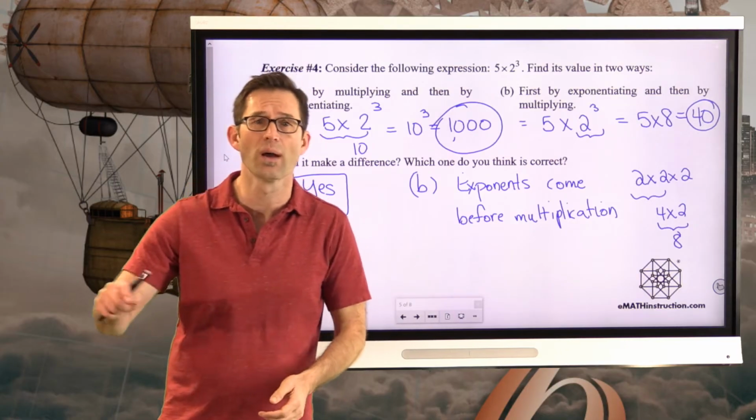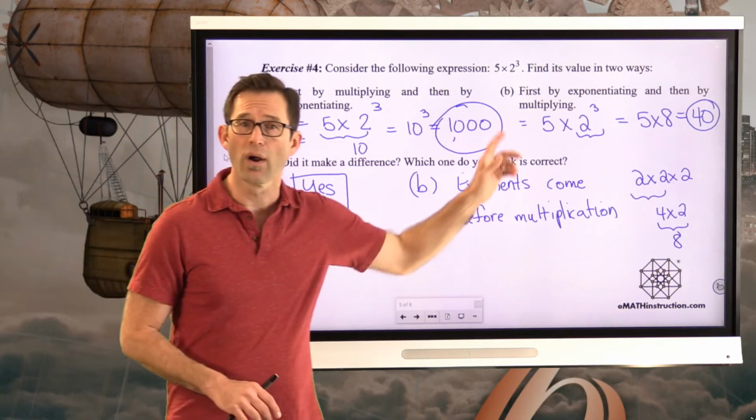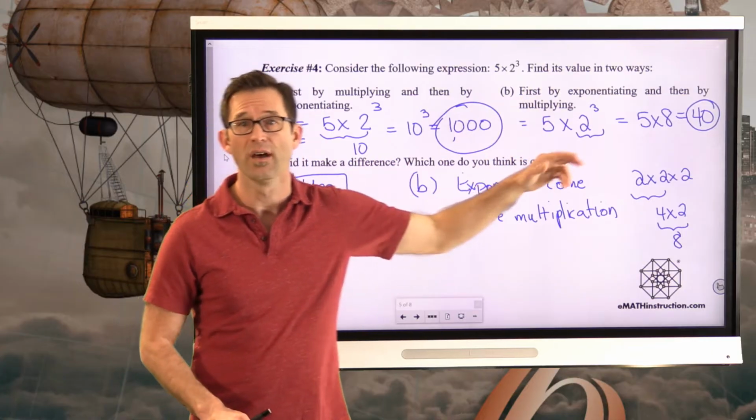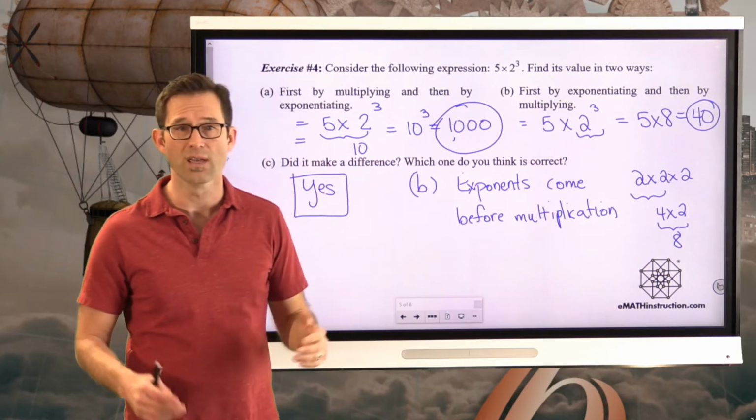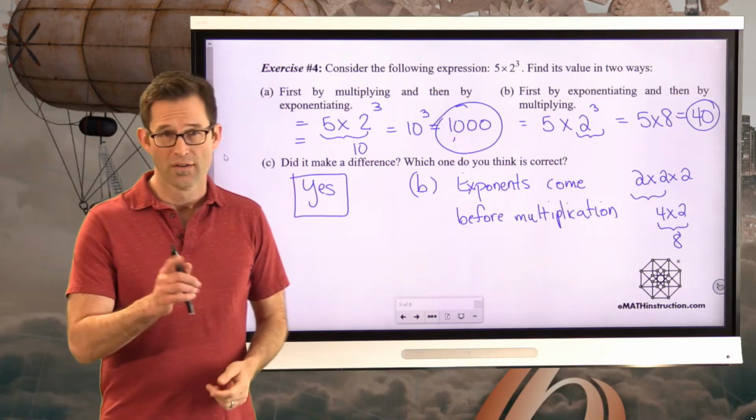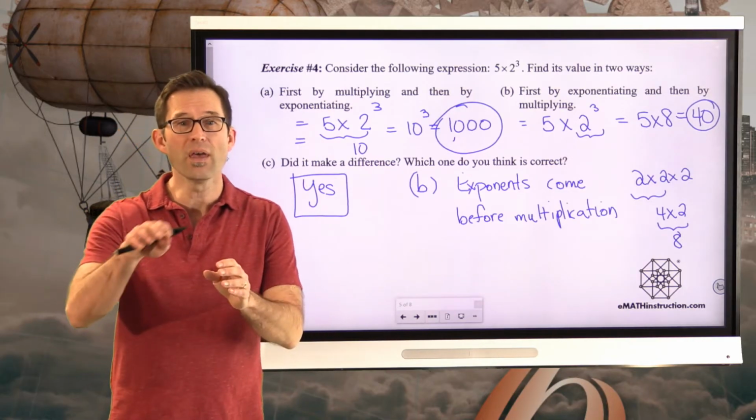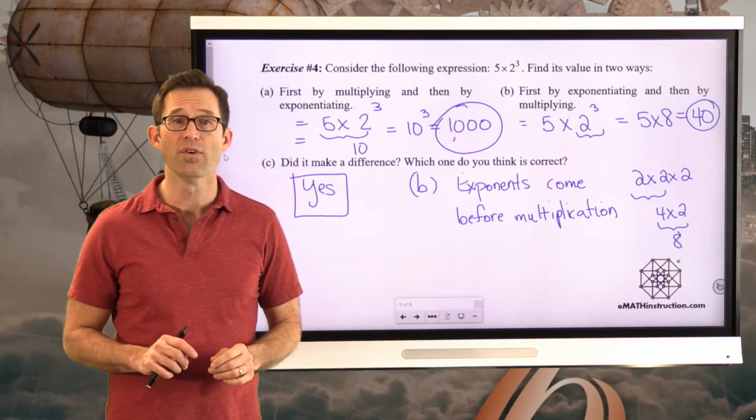5 times 2 times 2 times 2. So I figure out what 2 times 2 times 2 is, and that's 8, and then I do 5 times 8, and I get 40. So exponents slip in above multiplication and division.